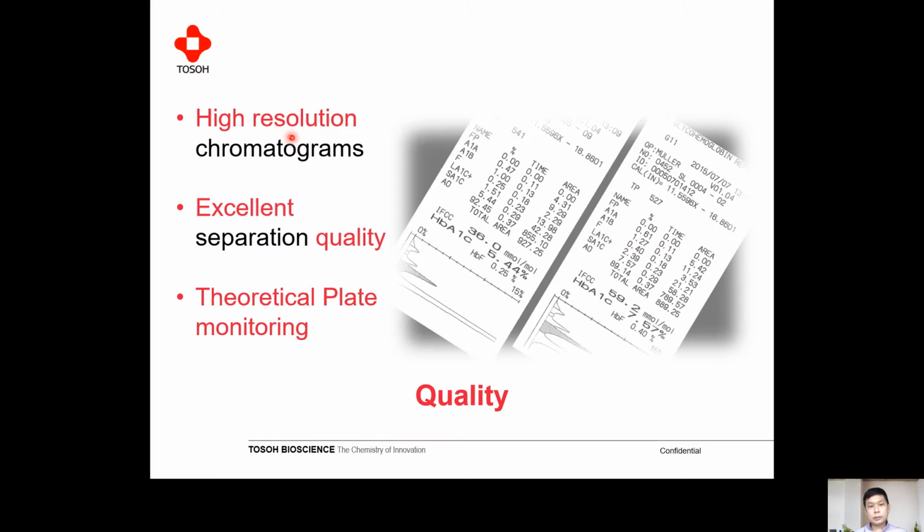So we have a high resolution chromatogram because we are using our own resin materials from the separation business. We make our own columns, we make our own resins. We have good separation quality. You can see the high resolution of the sharp peak here. We have TP plate, TP monitoring to monitor the integrity of the column for each separation.